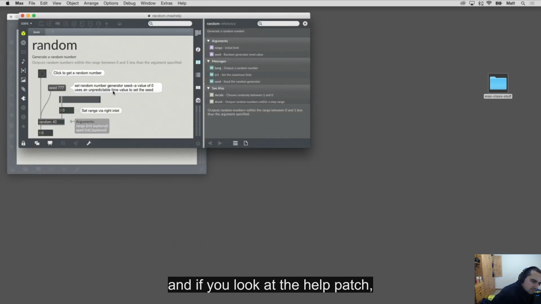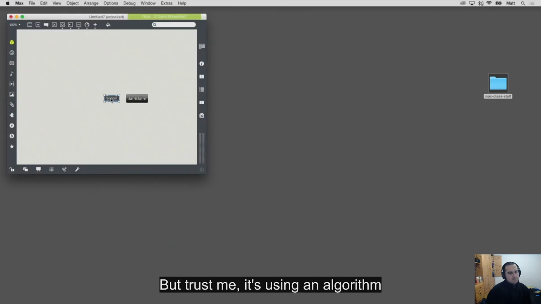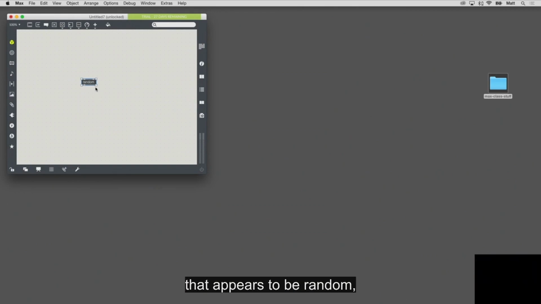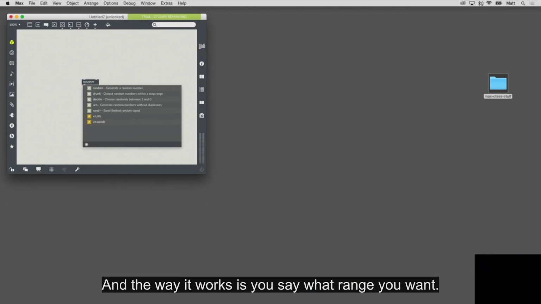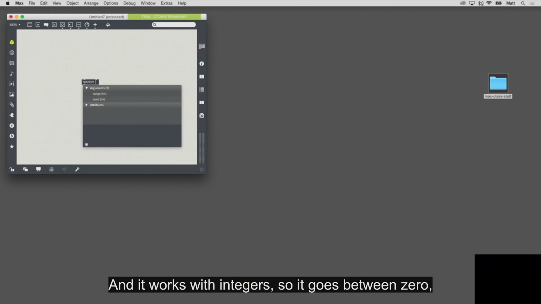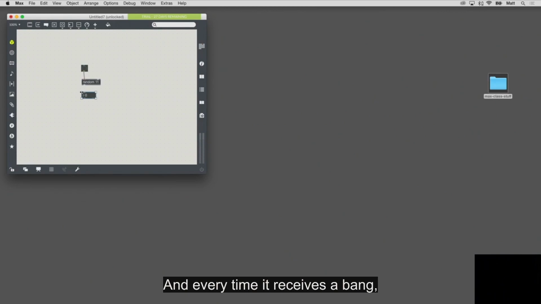And if you look at the help patch, it doesn't get into that pedantic point. But trust me, it's using an algorithm that produces a sequence of numbers that appears to be random, but is actually deterministic. And the way it works is you say what range you want, and it works with integers. So it goes between 0 and 1 less than the amount you gave it. So if I want a number between 0 and 10, I say random 11. And every time it receives a bang, it's going to output another number.